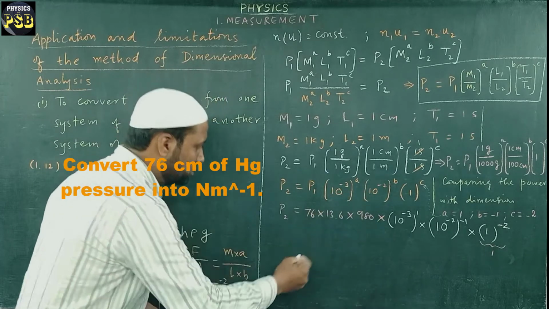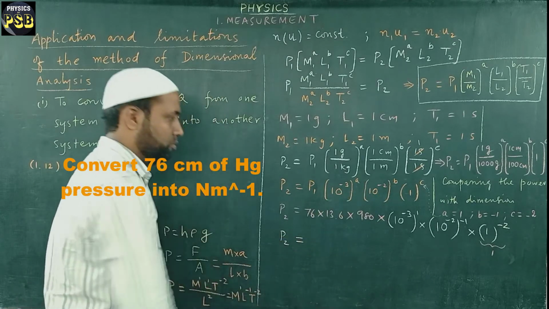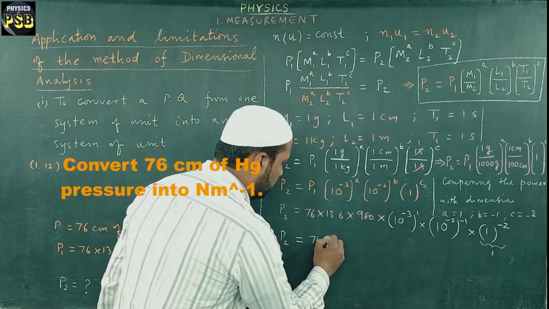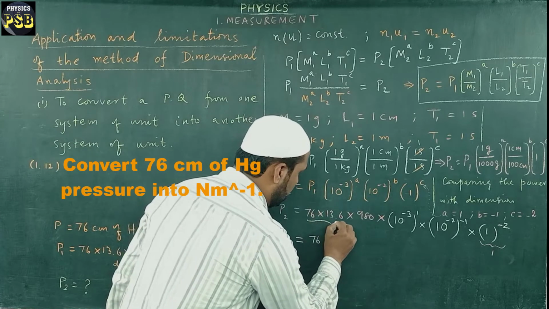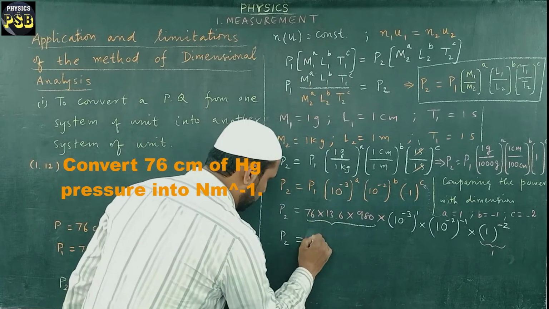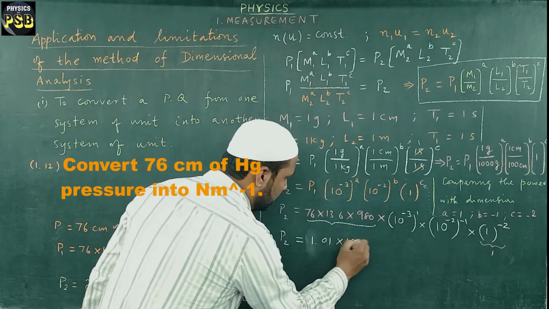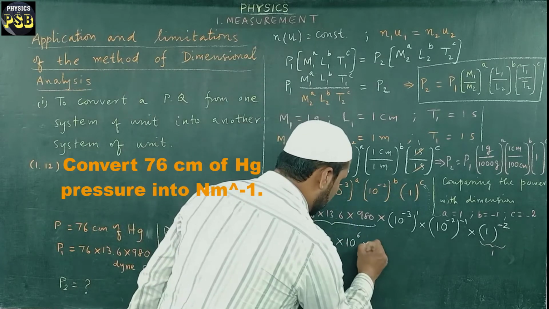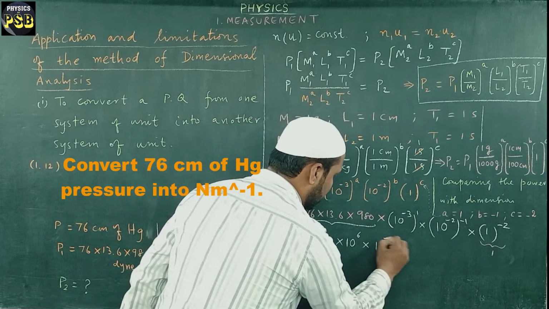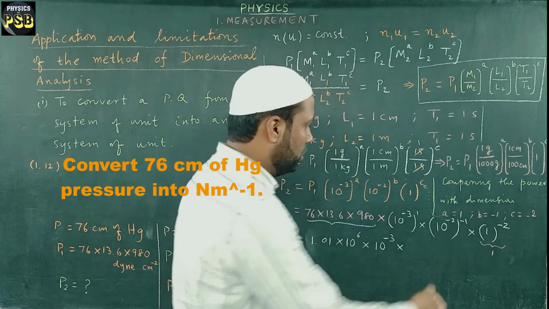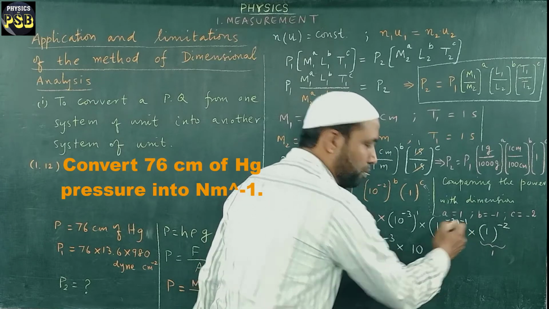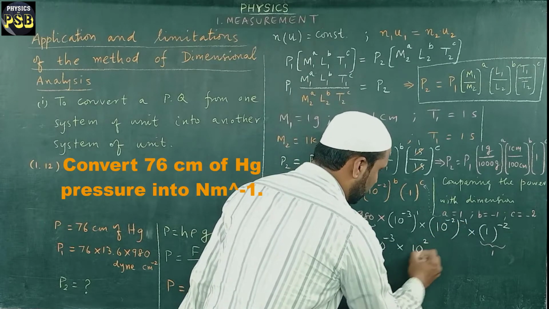Now, I go ahead. Now, the P2 value. Now, we get 76 into 13.6. Okay. I'll do one thing. I multiply these 3 parts. Then what do I get? This 1.01 into 10 power 6. It is multiplied with this part, 10 power minus 3, multiplied with power 1, is 10 power minus 3. Then 10 power minus 2 with the power minus 1 is nothing but minus 2 into minus 1 becomes plus 2. So 10 power 2.